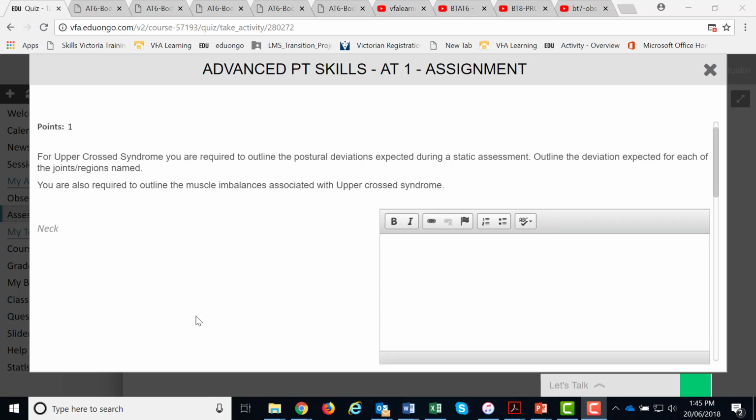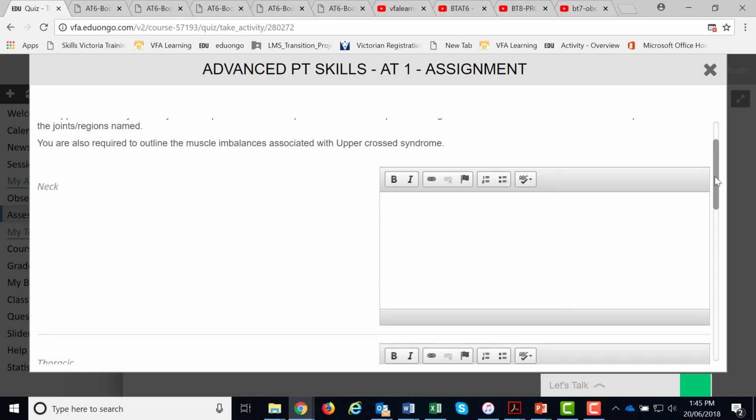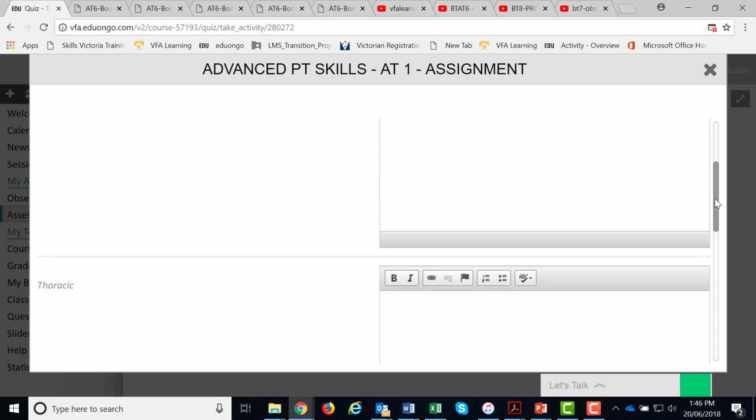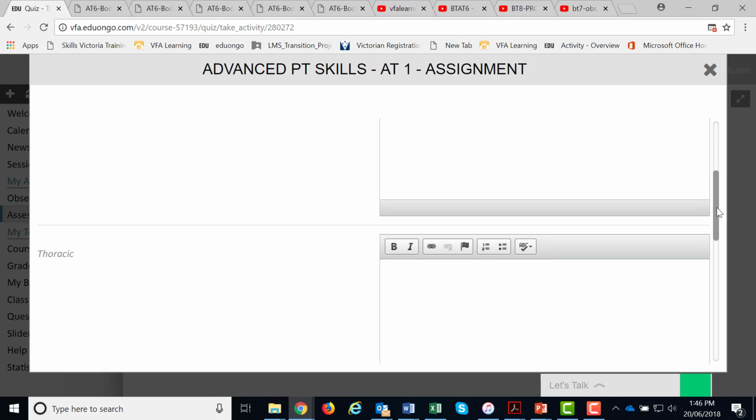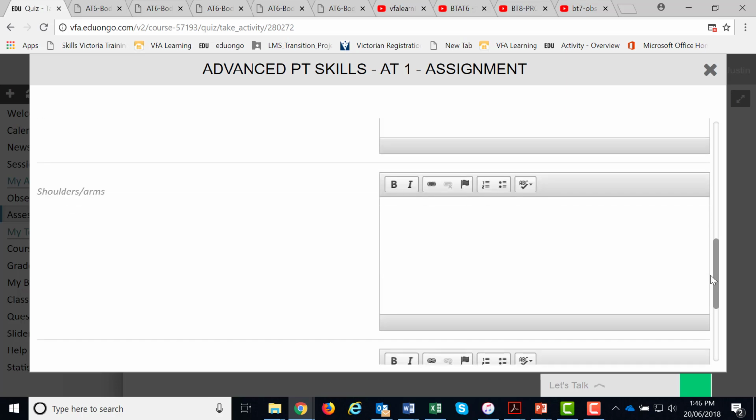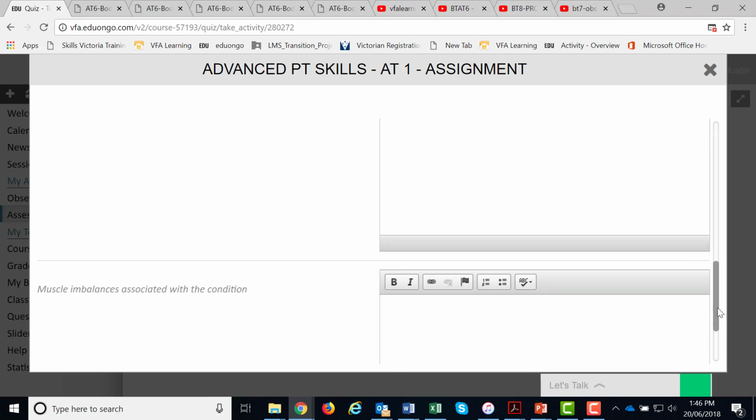So for each of these syndromes, you need to look at a number of aspects. To start with, you need to look at the deviations. For upper cross syndrome, you need to look at what deviation is going to occur at the neck, whether it's forwards, backwards, the thoracic, whether it's internally, externally rotated, etc. Same for the shoulders and arms. So we're looking at the deviations.